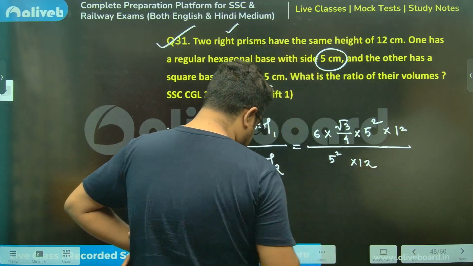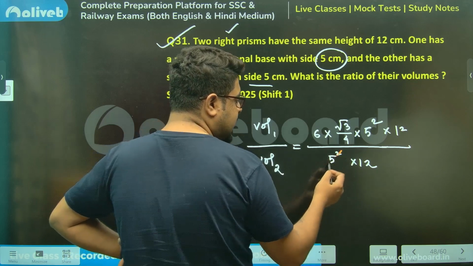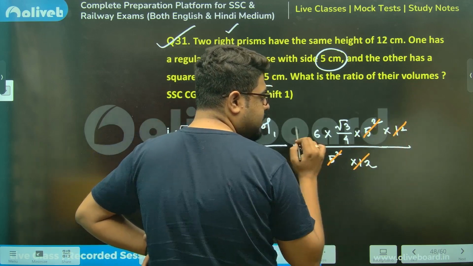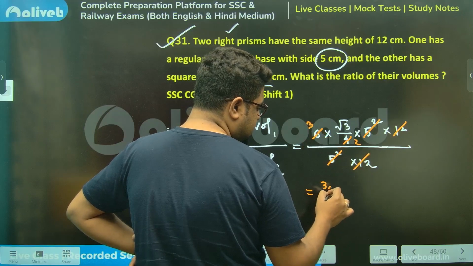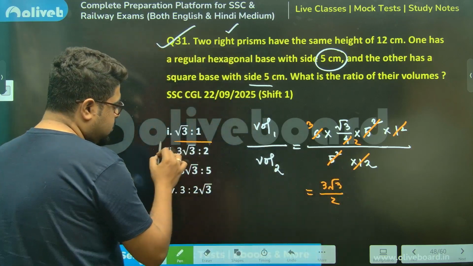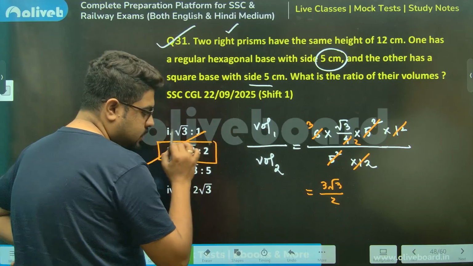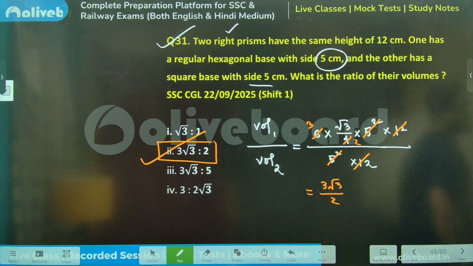Even if the height was not given, that would not have been a problem. 5 square, 5 square, 12, 12. Again 2, this is 3. So this is 3 root 3 by 2. That's my option: 3 root 3 is to 2. Option number 2, sir. Again, you see, a very simple question.